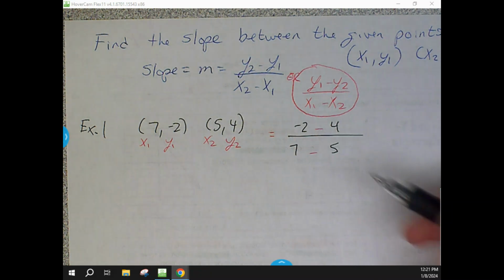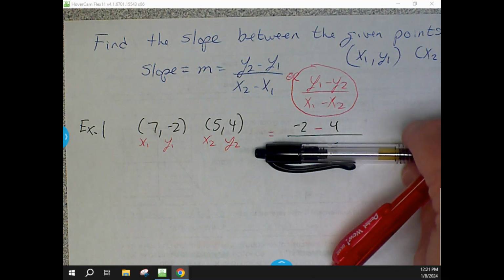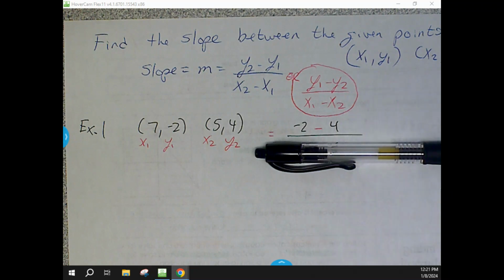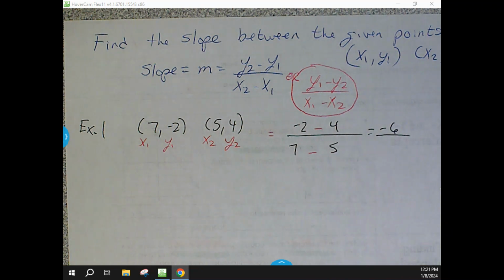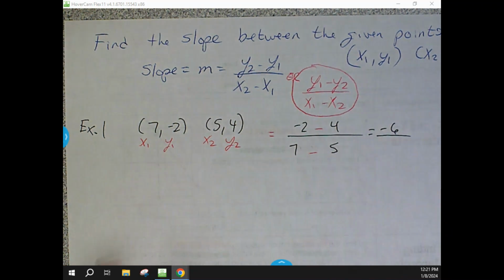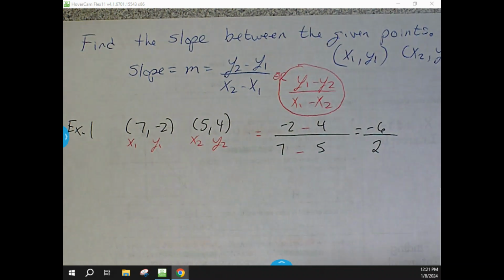So for this one, if you're using calculators, this is where you can do a two-part problem. On the top part, you just punch in -2 minus 4, which comes out to be -6. And then on the bottom, it's just 7 minus 5, which is 2. If you got -6 over 2, that's one where you would simplify it down, divide those two numbers, and that comes out to be just -3.